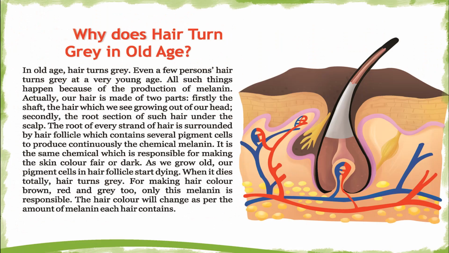Why does hair turn grey in old age? In old age, hair turns grey. Even a few persons' hair turns grey at a very young age. All such things happen because of the production of melanin.